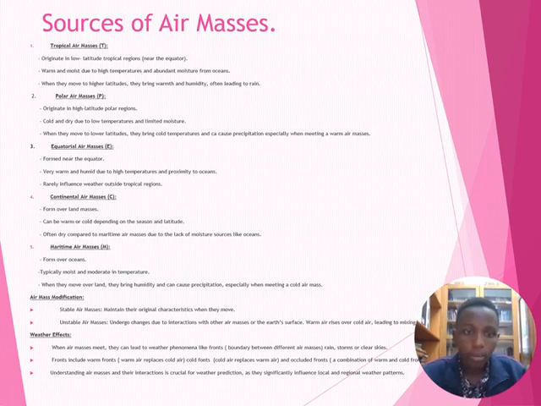The weather effects. When air masses meet, they can lead to weather phenomena like fronts. These are the boundaries between different air masses, which can cause rain, storms, and clear skies. Fronts include warm fronts, cold fronts, and occluded fronts. Warm fronts replace the cold air, cold fronts replace the warm air, and the occluded front combines the warm and cold fronts.